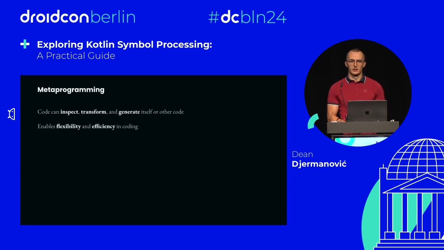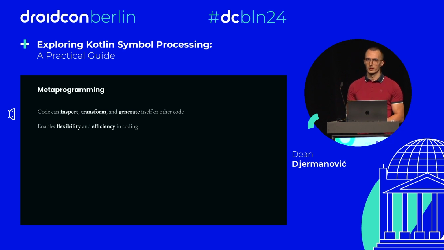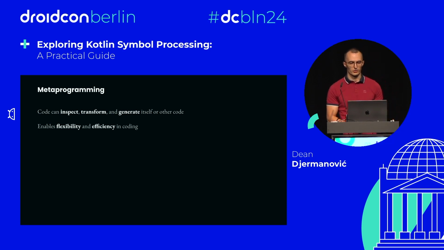Metaprogramming adds flexibility to code by allowing it to adapt to changes without manual intervention, and it also adds efficiency to code by reducing repetitive boilerplate code and enabling automation of tasks.